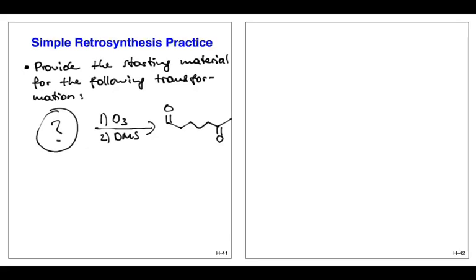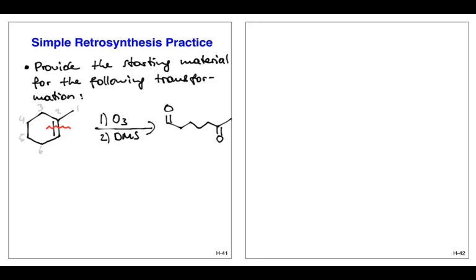Okay, welcome back everyone. So I'm going to give you the answer to this problem here. What's the starting material? It is a cyclic compound, which of course has a double bond in it. So when we do the ozonolysis, you cut the double bond, right, and then that gives you the product.